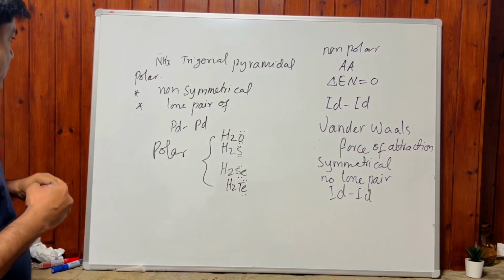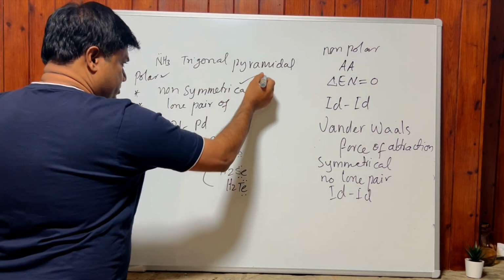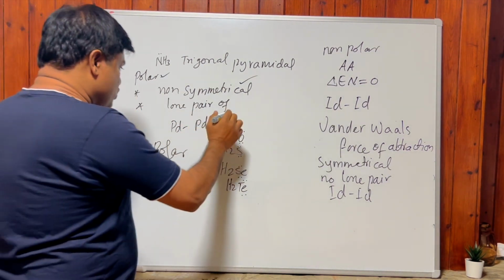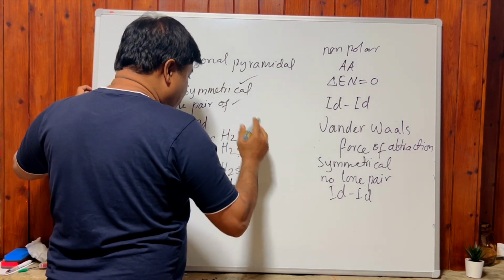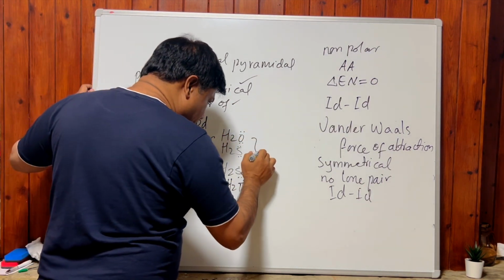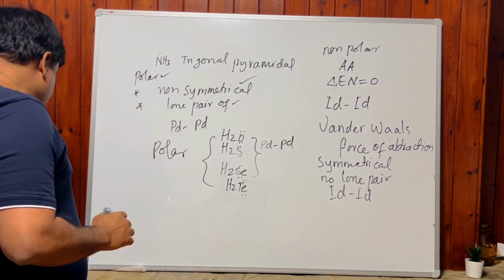Non-symmetrical, second condition. First condition, yes, polar. Non-symmetrical, yes, non-symmetrical. I cannot cut the molecule into two equal halves. Presence of lone pair, yes. So what type of intermolecular force of attraction do they have? Blindly, PD, guys. They have PD.